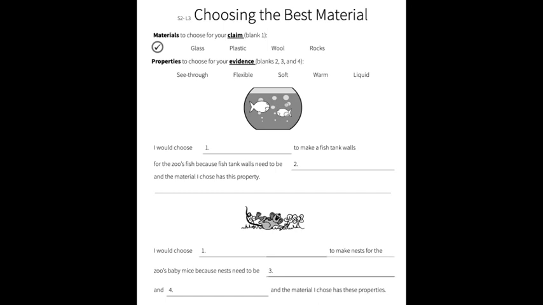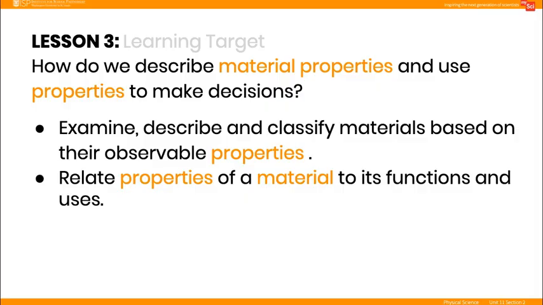Explain that they are going to practice what they have learned by thinking about habitats for fish and mice. At the top of the page, they will choose materials and properties that they believe a fish tank should have. At the bottom, they will choose materials and properties for a cage that will house baby mice. By the end of this lesson, students will examine, describe, and classify materials based on observable properties and relate those properties of a material to its function and use.